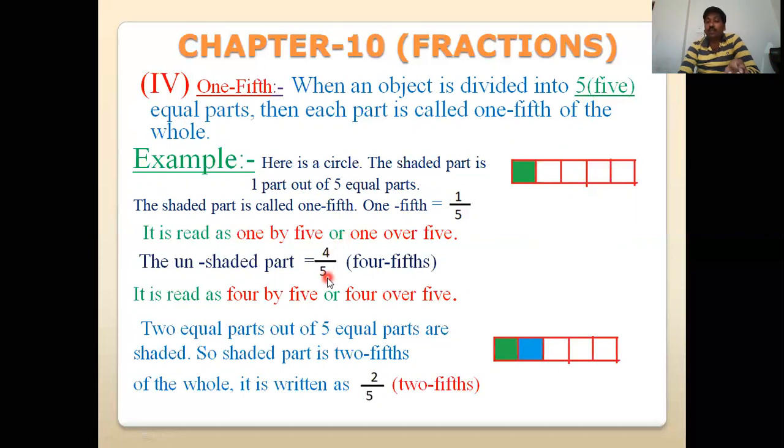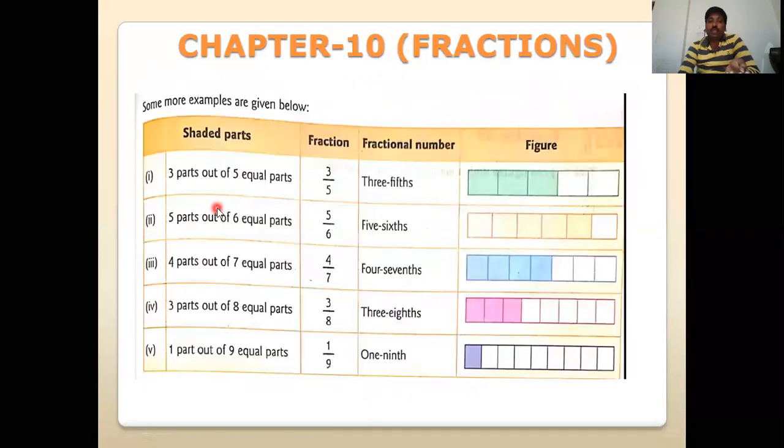And now in the same way we can write 2 by 5. Here 2 parts are shaded, and 3 parts are unshaded, so we can write this portion as 2 by 5th. Okay. Now, these are some examples which are very helpful to understand how we can write the portion of the shaded and unshaded part of a given figure.